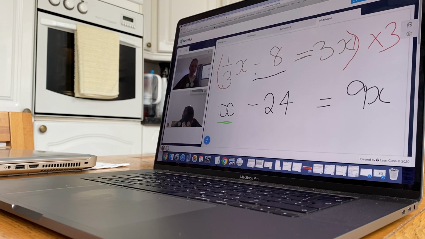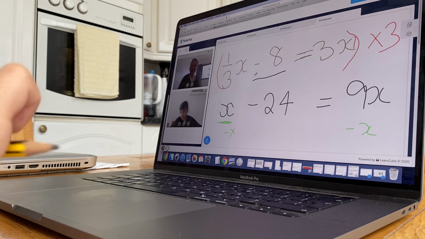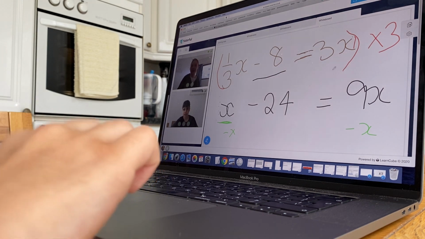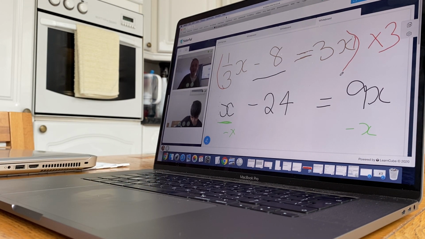If we're moving it over, what do we need to do? Subtract x. We're subtracting x on both sides, so we get 8x. This one stays as minus 24, because the x is gone. Now our last step: we have 8x equal to minus 24. What's x going to be? The calculation is minus 24 divided by 8, which gives us minus 3.